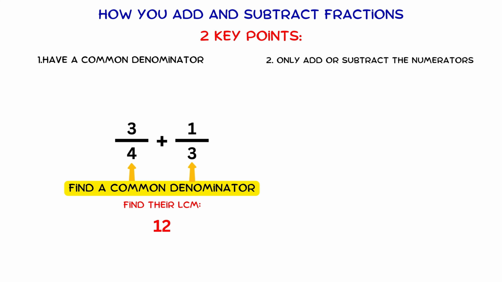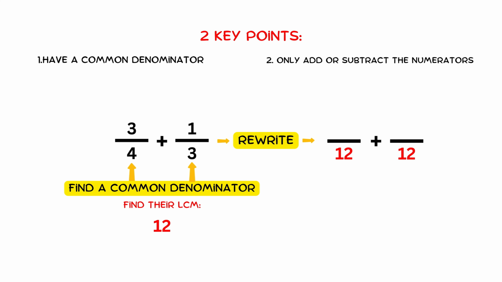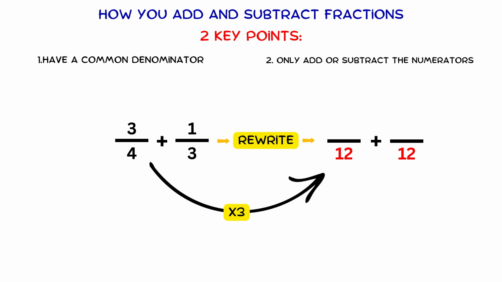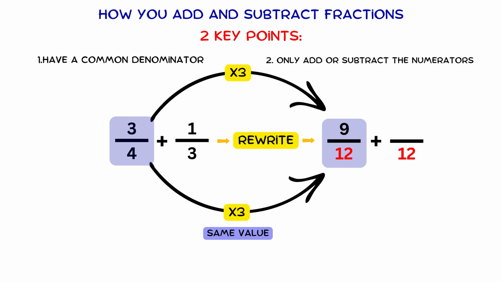Now that we have the LCM, we can rewrite the equation but with both of our denominators as the number 12. Then, because we've changed the denominators of our fractions, we're going to have to figure out what the new numerators will be. To get from 4 to 12, we've effectively multiplied it by 3, so we're also going to have to multiply the numerator of 3 by 3 as well to get 9. This means that we've changed the 3/4 into 9/12, but that's absolutely fine because they're both exactly the same value. 3/4 is just a more simplified version.